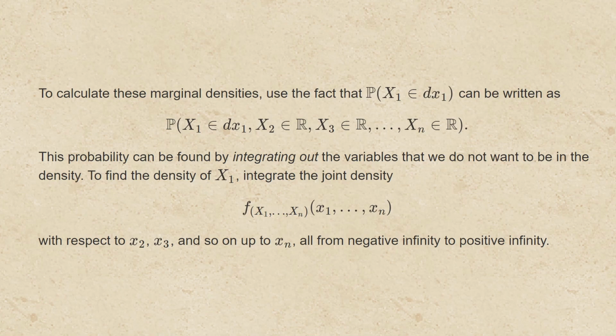This probability can be found by integrating out the variables that we do not want to be in the density. So to find the density of x sub 1, we integrate the joint density f at little x sub 1 up through little x sub n with respect to x sub 2, x sub 3, and so on up to x sub n, all from -infinity to positive infinity.